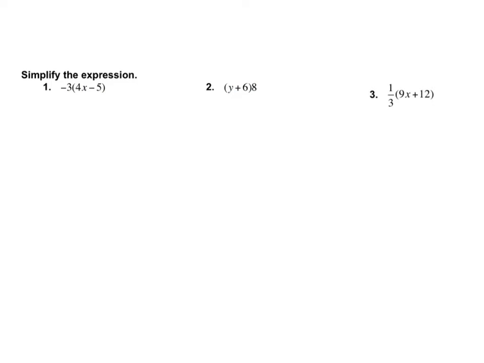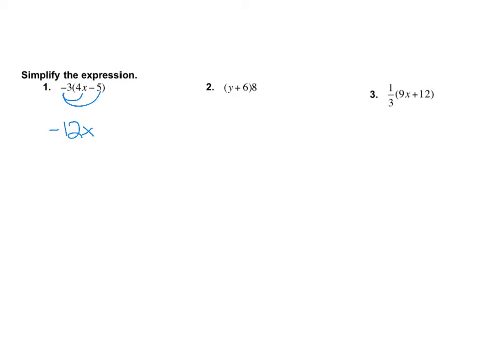Let's simplify these expressions by applying the distributive property. Remember, the distributive property has both multiplication and addition or subtraction in it, and so we always need to multiply first. I'm going to take a negative 3 times 4x, and that's going to be a negative 12x. And remember, distribute.